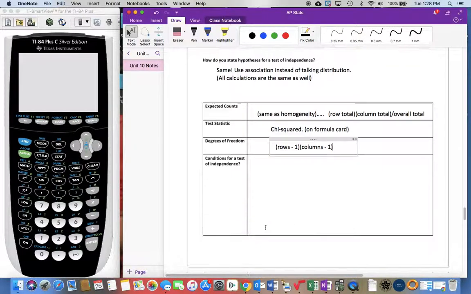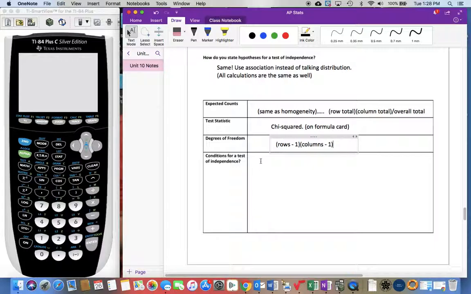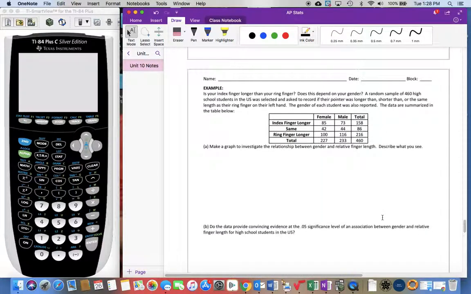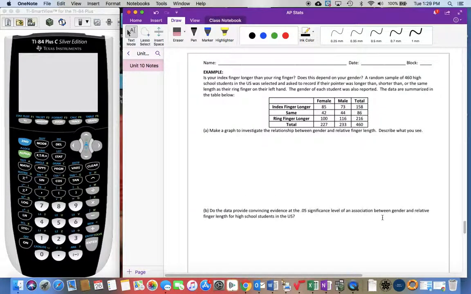Okay. So when we get to our conditions, again, these are the exact same, so I'm not going to waste our time writing all those out for you. But the conditions for a test of independence are the exact same. Keep in mind that this is where all expecteds must be greater than 5, not greater than or equal to. Greater than or equal to only works for goodness of fit. All right, so enough with that stuff. Let's get to an example.